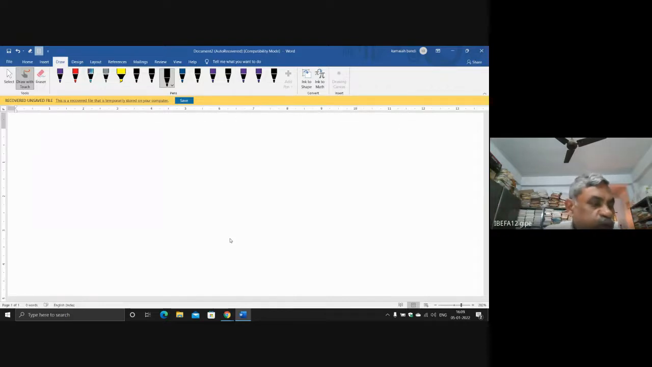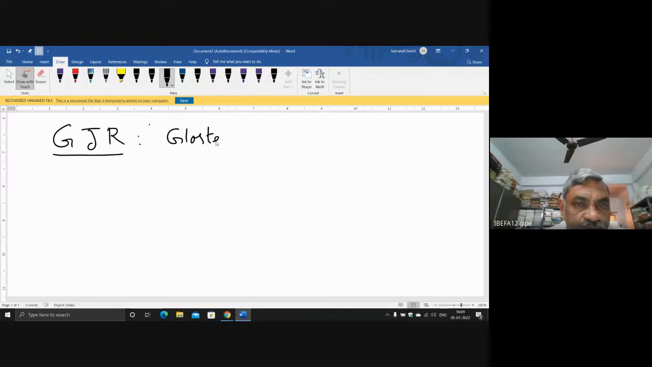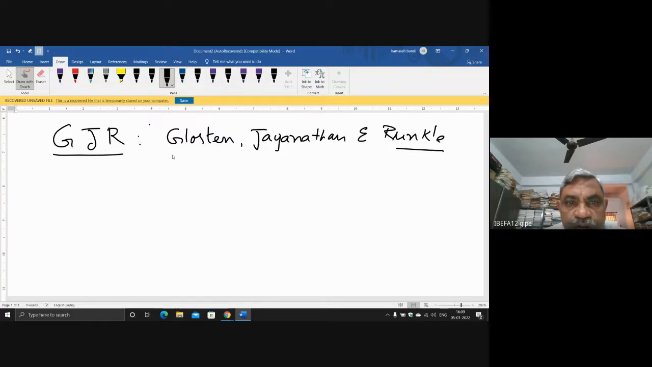Next model, most important model, is another version of asymmetry. This is a very popular model. All of you should try the GJR model. This GJR stands for Glosten, Jagannathan, and Runkle. I think Runkle and Glosten must be familiar to you already in your financial economics literature models, etc.